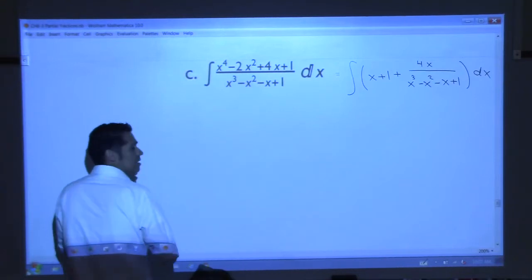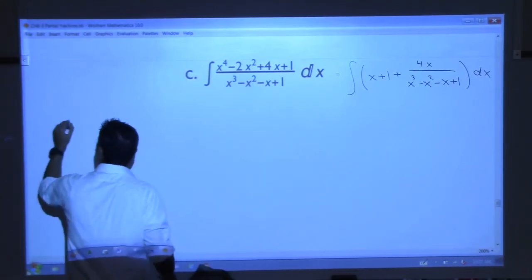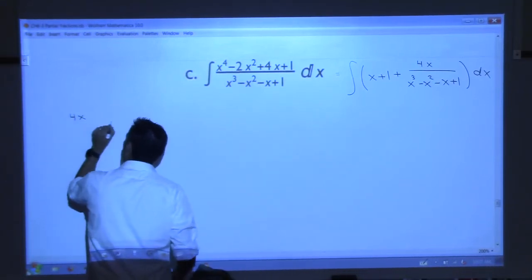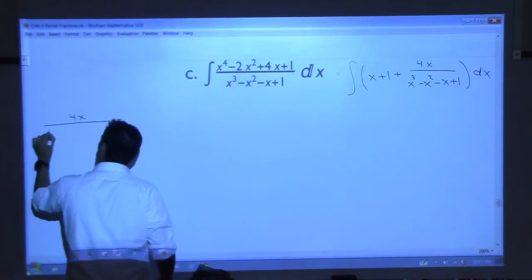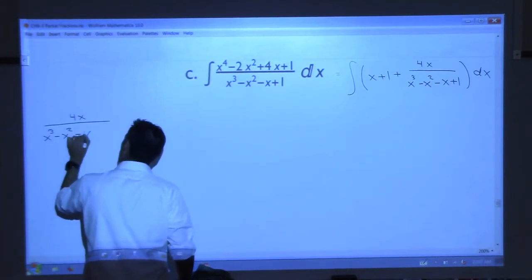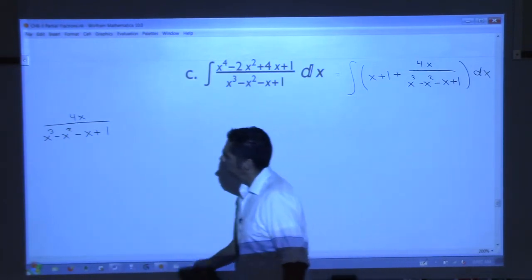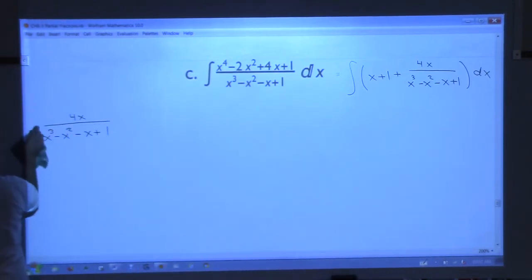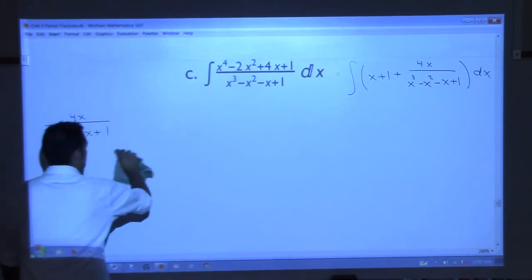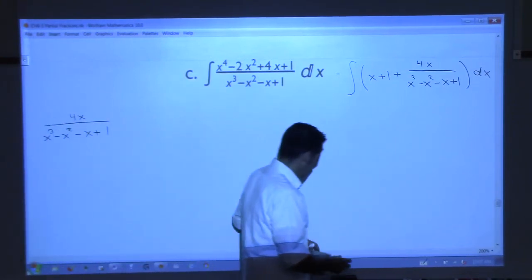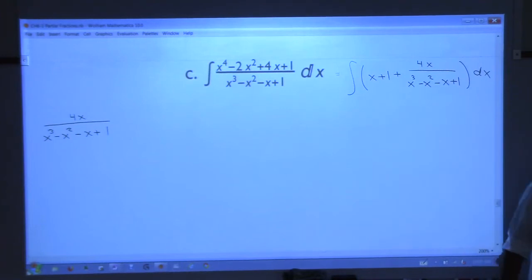So now, on the side I'm doing this scratch work. I put 4x over x cubed minus x squared minus x plus 1. And now I get to go and do my little partial fraction thingy. So what's the first step of this part? Factor the denominator. Well, it's not a quadratic or a trinomial, right? So we can't use that.